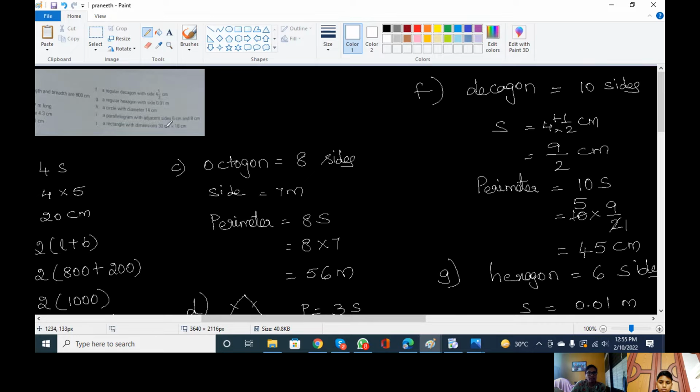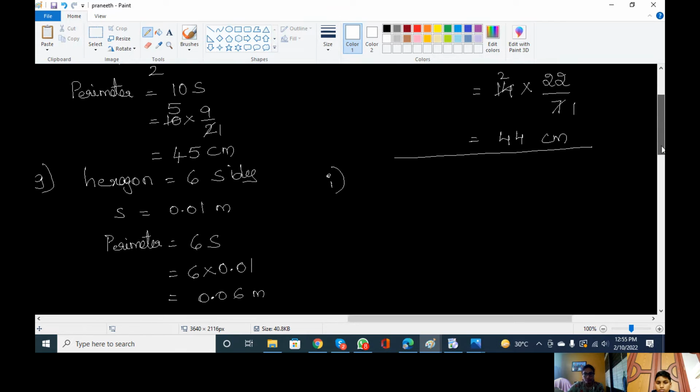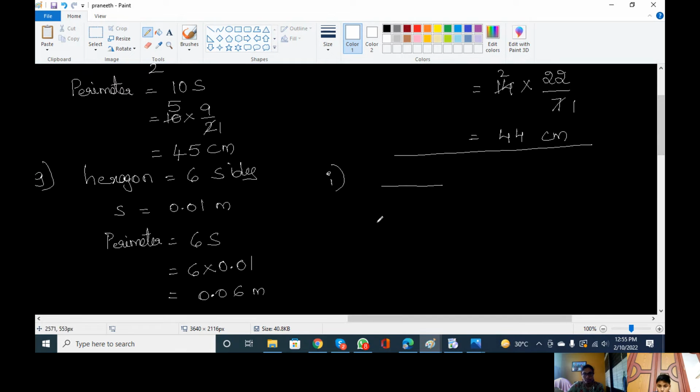Next, I bit. A parallelogram with adjacent sides 6 centimeter and 8 centimeter. Yeah, this is a parallelogram where this and this are parallel sides. This and this are parallel sides. Yeah. So in this, they have given adjacent sides, means side by side. If you have taken this side, the other side is this adjacent side. Okay. So this is 6 centimeter and this is 8 centimeter.